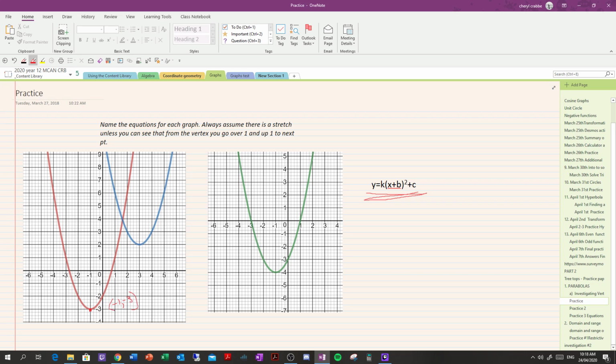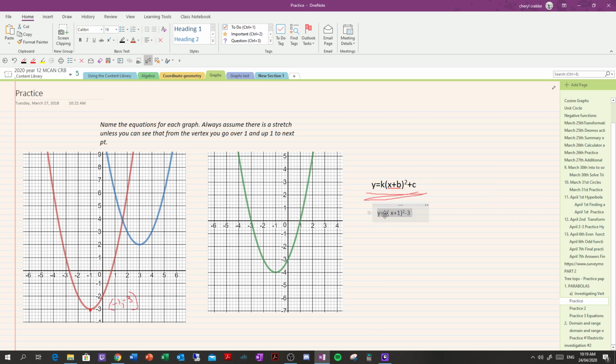So I should be able to transcribe that into an equation of y equals k, not sure what that is yet, (x + 1) squared. And remember, if it's moved over to the left 1, then it has to be +1, all squared. And then it's not plus, it's minus, because it's gone down 3, so it's just -3. So that's as much of the equation that I know at this point.